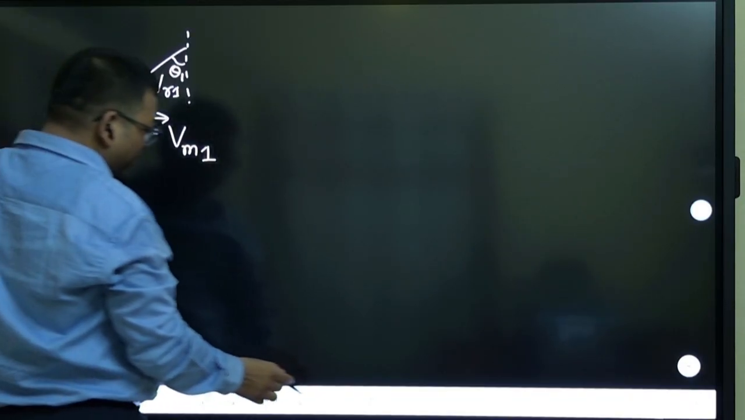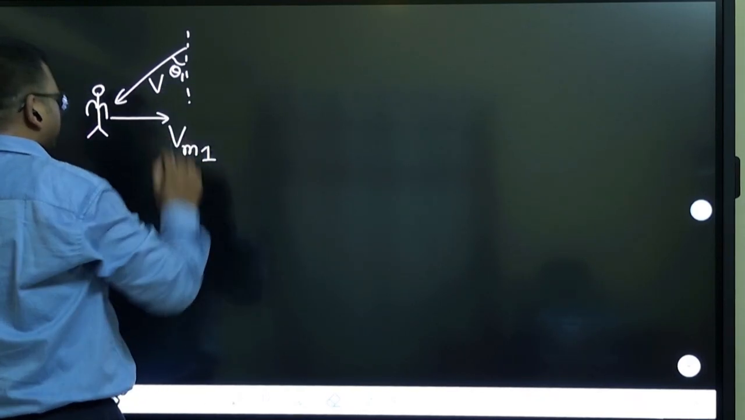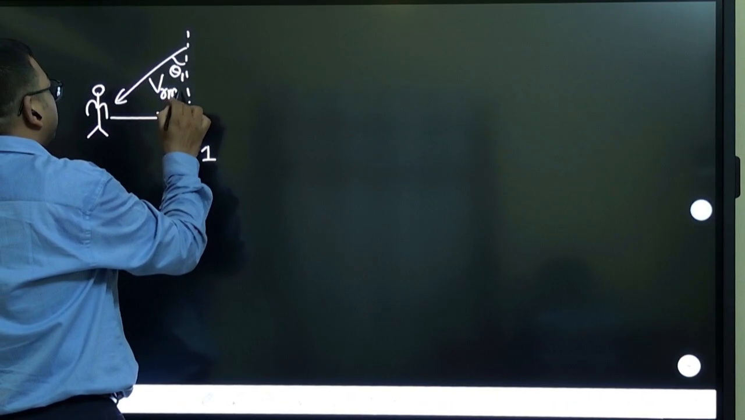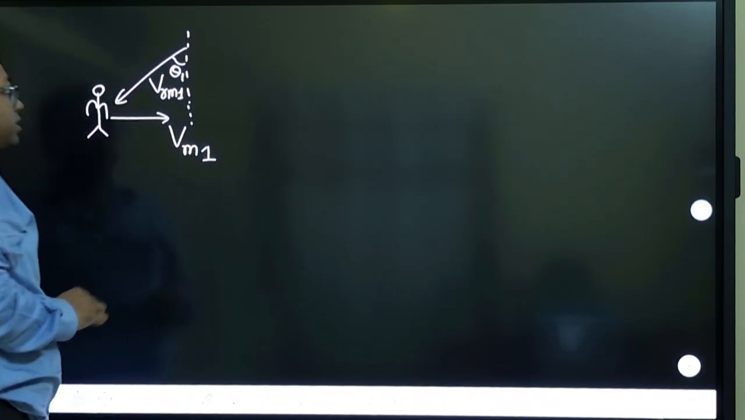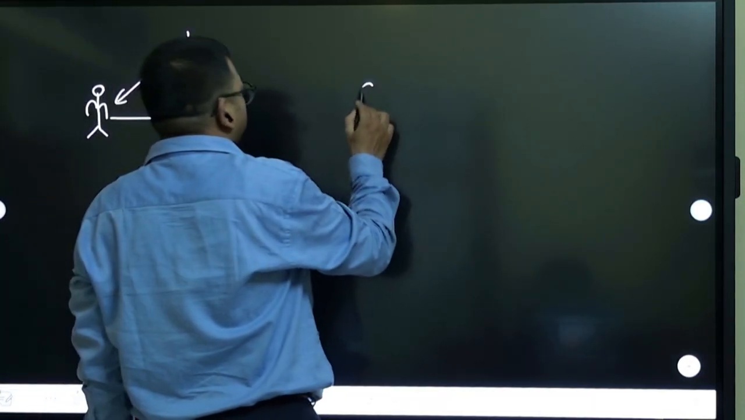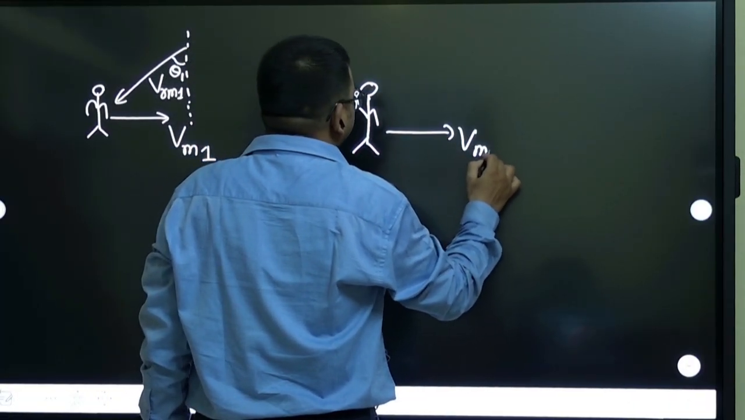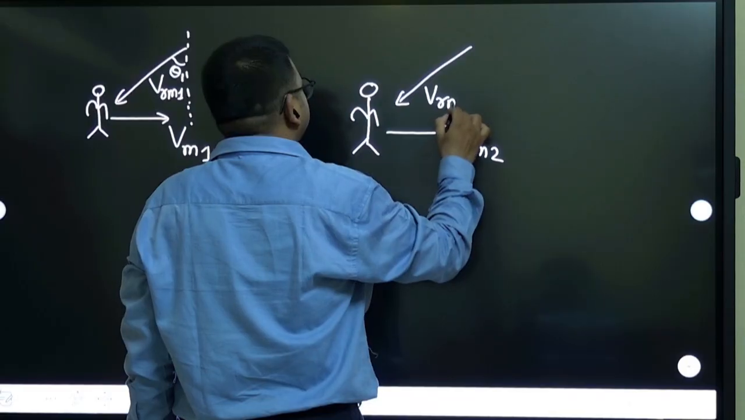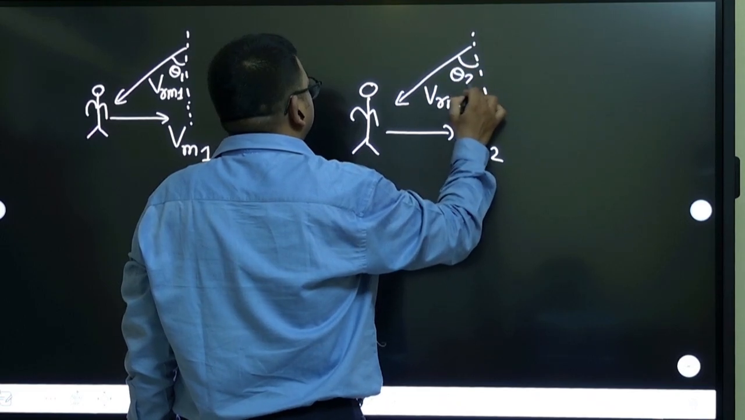Remember, this is not the velocity of rain, because now he is moving. What he is seeing is the relative velocity. So this is nothing but the velocity of rain with respect to man in the first case. Next time he has changed his velocity, so his velocity has now become v man 2. This time he is seeing the velocity of rain with respect to man the second time, making some angle theta 2.